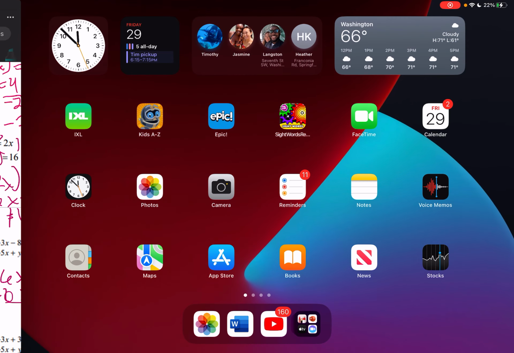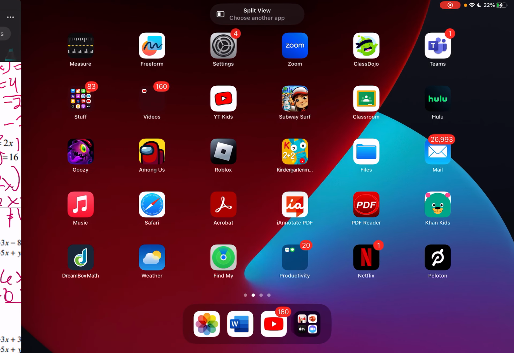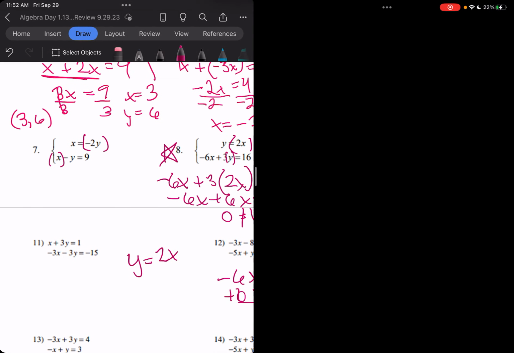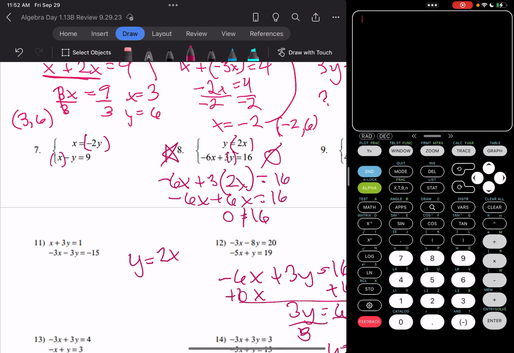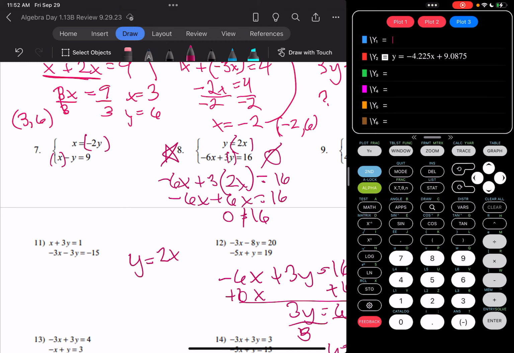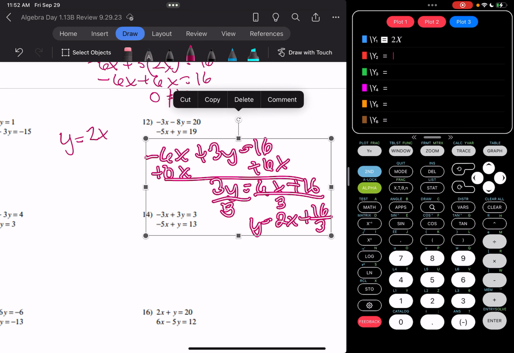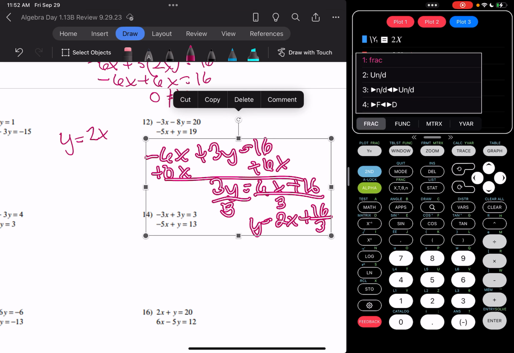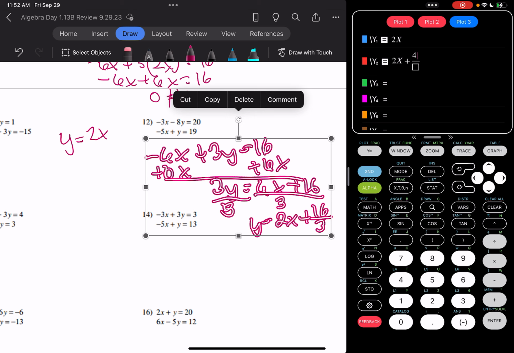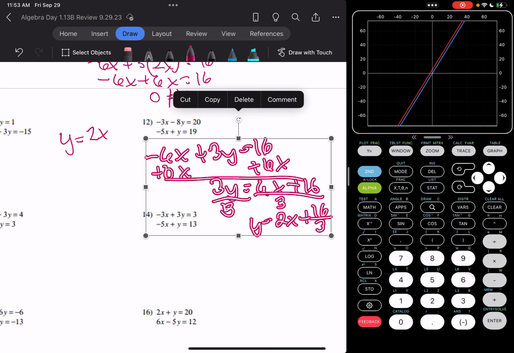Now, let's take a look. If I do split view and pull up my calculator. Here it is. And I go to y equals. Let's clear that out. So our first equation is 2x. Our second equation is 2x plus 16 over 3. Okay. Now notice when I graph these, what kind of lines are they?